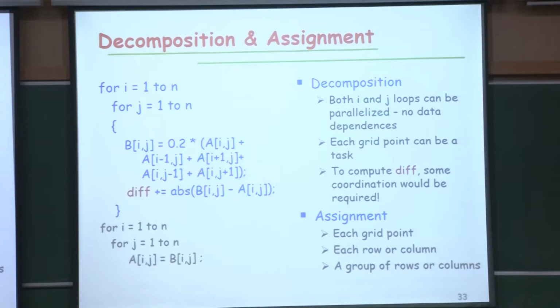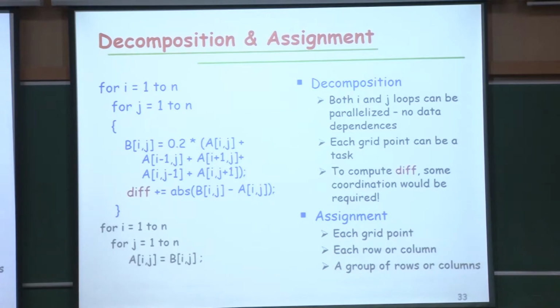So, here I can actually take each grid point as a subtask, but this diff computation would require some coordination. Because of this coordination I would incur too much cost, because n squared processes have to coordinate. So, I might decide to group some of these subtasks together and reduce this coordination, so go from fine grain to somewhat coarser grain tasks.